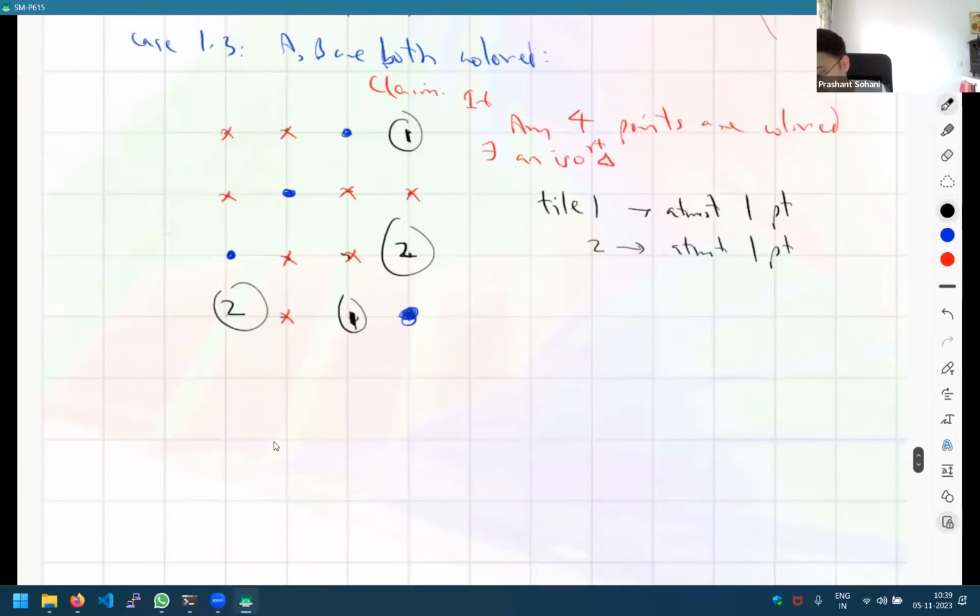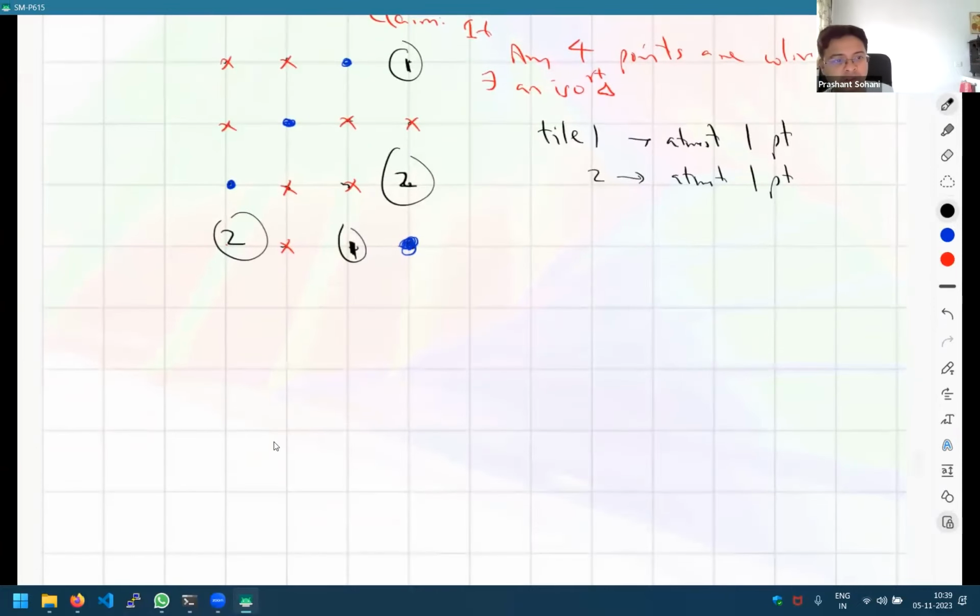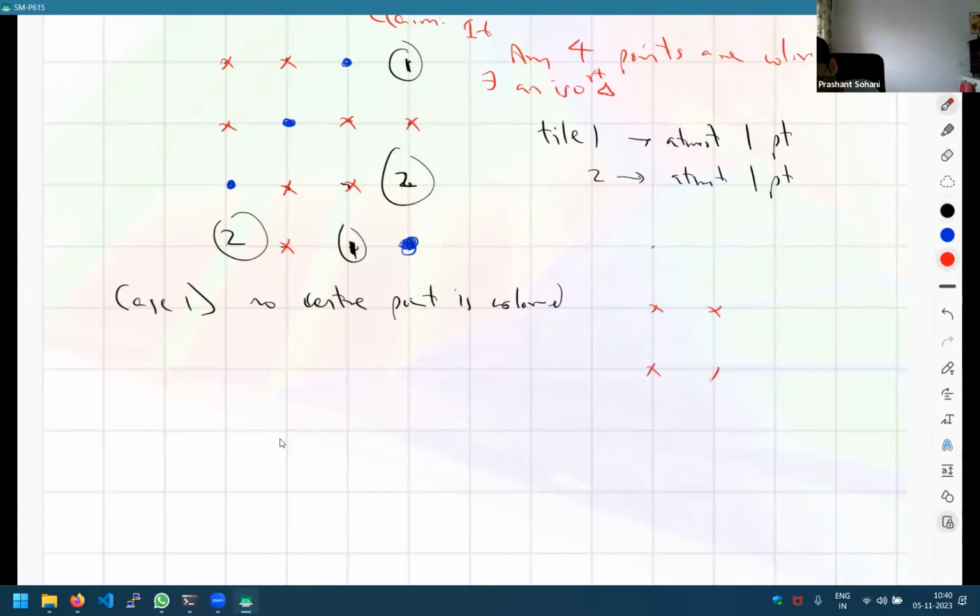Okay, but actually, finally, if I condense all of this into just a few lines, let me just write those few lines. That, I mean, you'll do all of this in the rough work, but in the fair work, what will be there? Case 1, no center point is colored. Okay, in other words, the diagram looks like this. These all are gone. Then this is tile 1, tile 2, and tile 3.